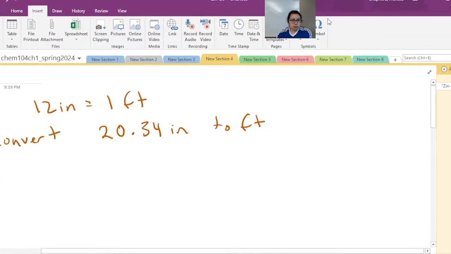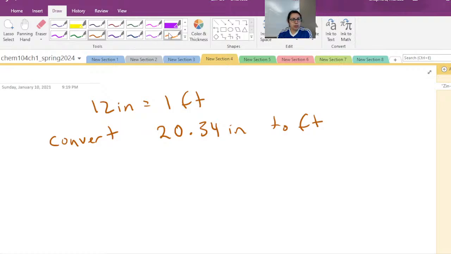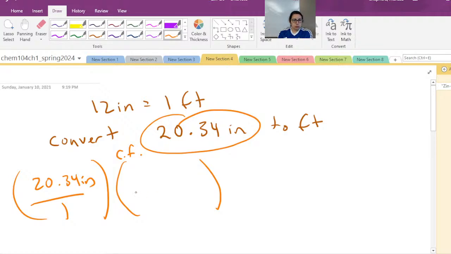And so you always start with what you know. And so you can start off laying out your problem. So this is what we know, right? So we want to take 20.34 inches and go to feet. So I just put it over 1. That's our starting point. And then this middle part, that's where we put our conversion factor. And then we're trying to get to feet.